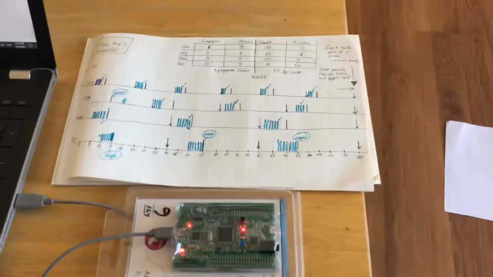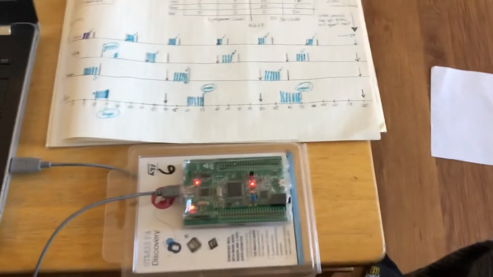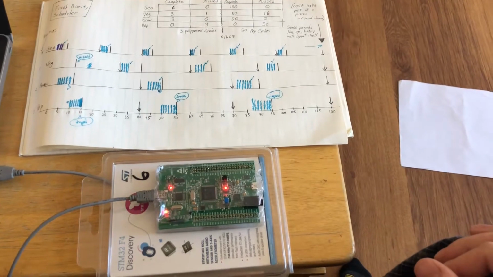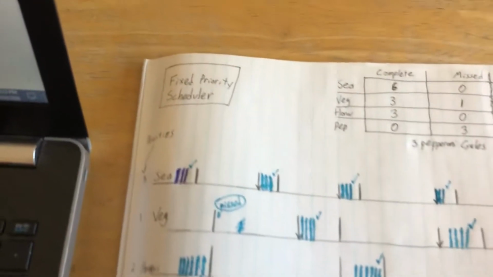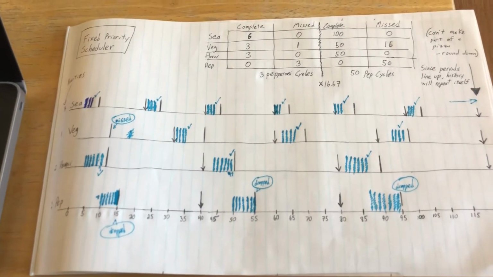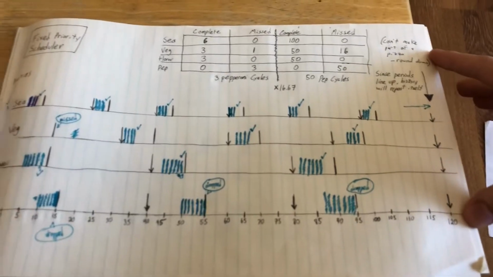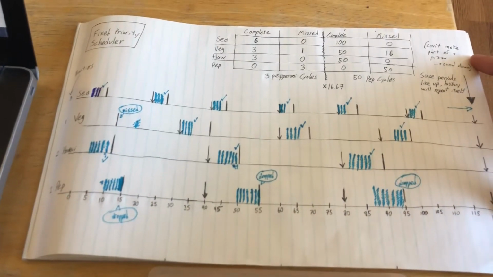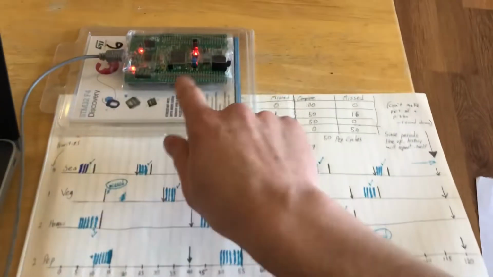This is the demo for Evan Marshall and Riley Lambert's Real-Time Systems Assignment 3. This is the first one, the fixed priority scheduler. I drew out the 120 cycle diagram for scheduling. I'm just going to run it, and I'll follow along with my finger on here as to what's being lit up.